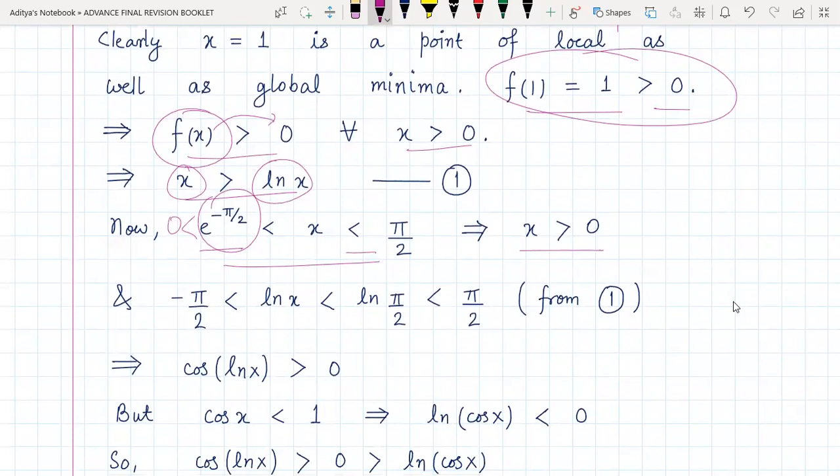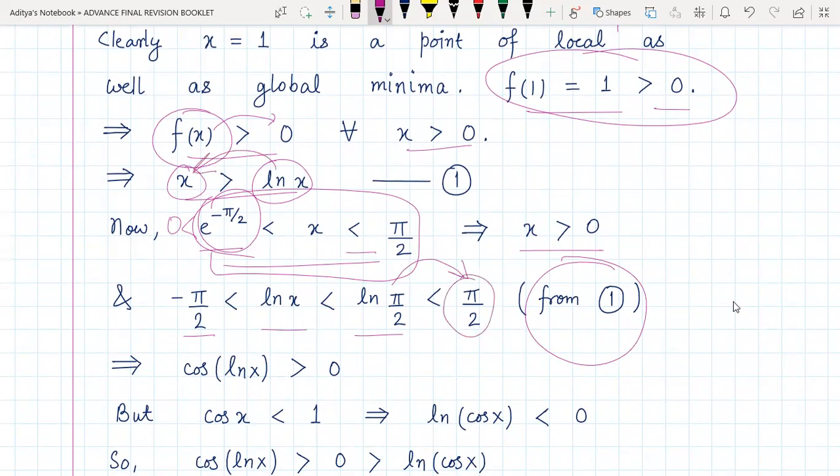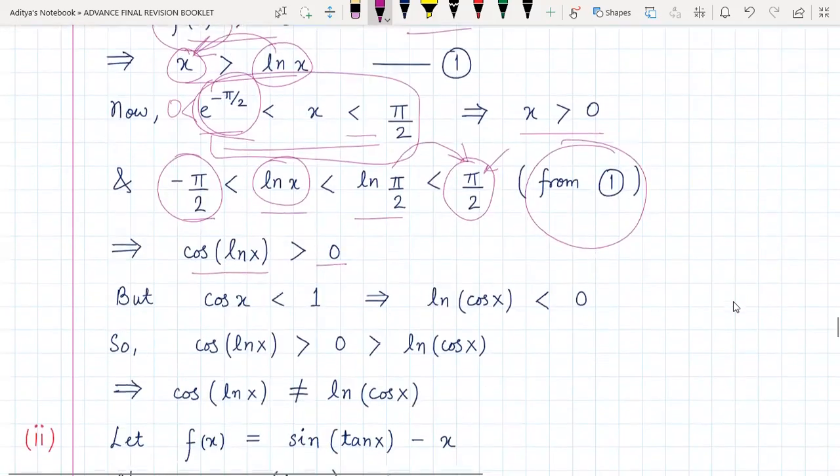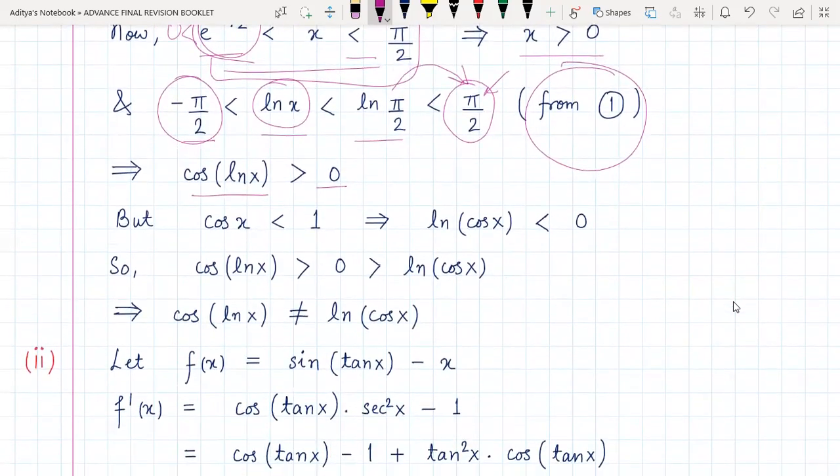So we can say, on taking logarithm on all the sides, minus pi by 2 is less than ln x is less than ln pi by 2. But using f of 1, I can also say ln pi by 2 is less than pi by 2. The reason is that we have already proven ln x would be less than x, so ln pi by 2 would be less than pi by 2. So obviously ln x, since it lies between minus pi by 2 and pi by 2, means it is an angle in the fourth or the first quadrant. So cosine of it, when we take, would be greater than 0, because cosine is positive in the fourth or first quadrant, both the quadrants.